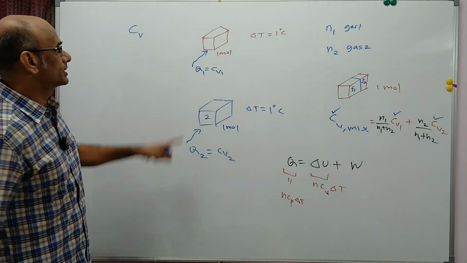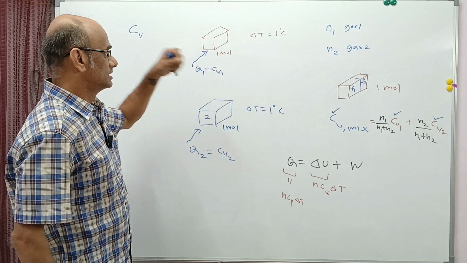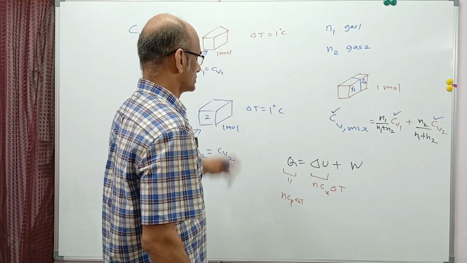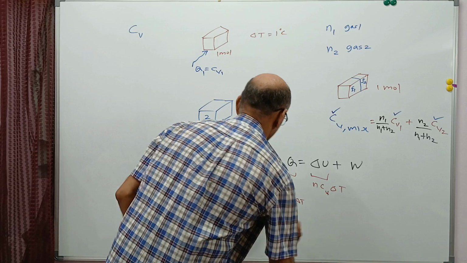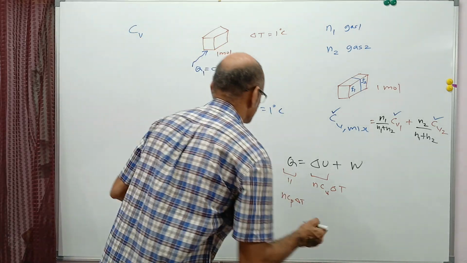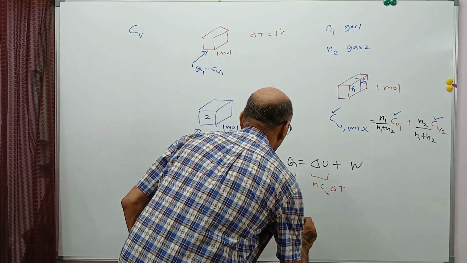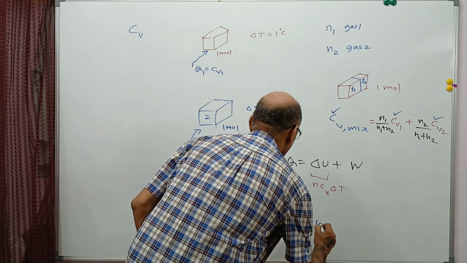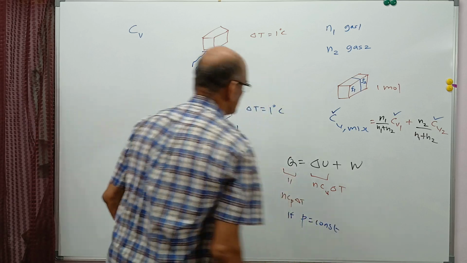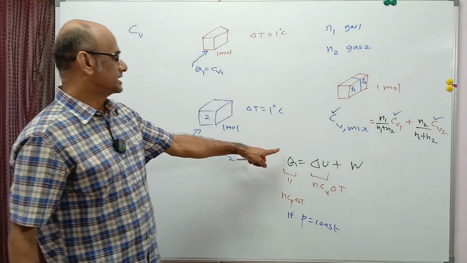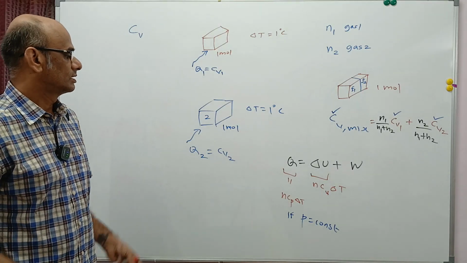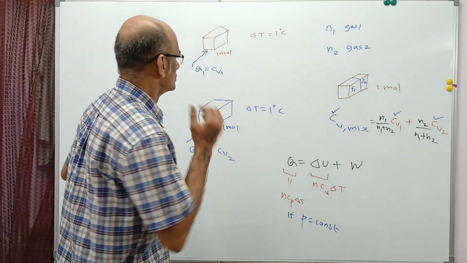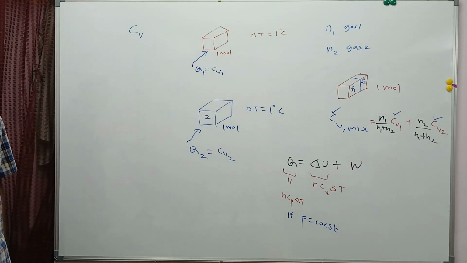Cp is the amount of heat required to raise the temperature of 1 mole of a gas by 1 degree Celsius when the pressure is constant. So this is true only if pressure is constant. Only for the constant pressure process, the heat supplied will be equal to N into Cp into delta T. So with this basic idea, we can solve this JEE Advanced question.